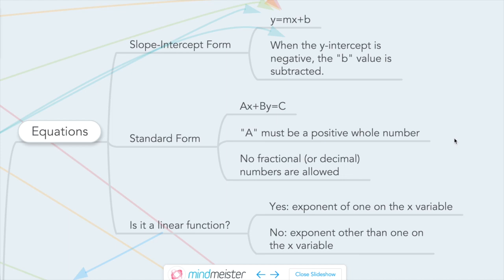And then how do we know if it's a linear function? Remember, the word line is in the word linear, so we're talking about a straight line. It is a linear function if the exponent on the x variable is 1. Now, remember, whenever you have an exponent of 1, we don't actually write the 1. So if the x doesn't have an exponent written on it, then it would be a linear function. If it has an exponent like 2 or 3, anything like that, you're starting to get into nonlinear functions.